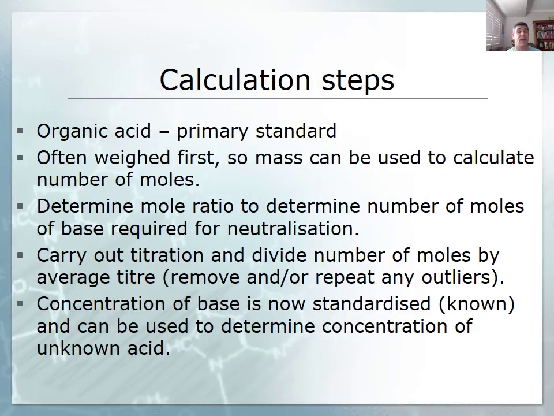When we're going through our calculation steps, there's a couple of things that are important. We have to have a primary standard. Often we've used an organic acid as our primary standard, but sodium carbonate does work as a base for a primary standard. We must weigh it first so that mass can be used to calculate the number of moles. So here we're going from mass to number of moles. Now, of course, we can go from concentration and volume to moles as well. But for a lot of these primary standards, if we start with a certain mass, we can weigh it on an electronic balance. That's a better way of doing it.